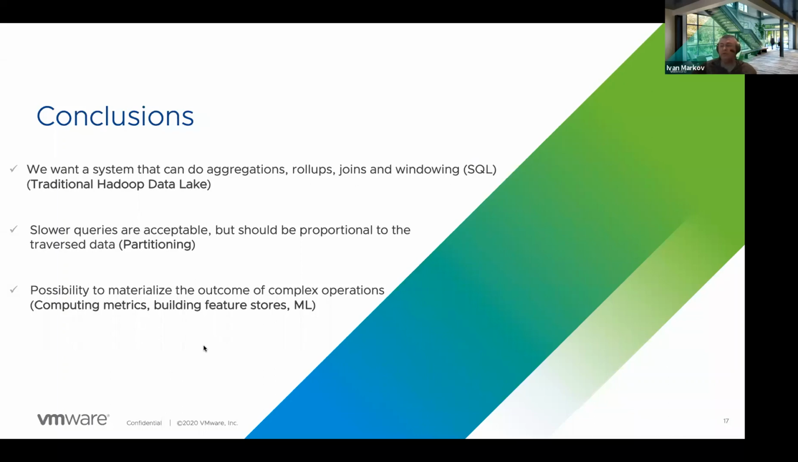By the way, I won't be touching on the ML story in this presentation. I guess there is just so much that you can say in 20 minutes, but that might be a good topic for a follow-up meetup.